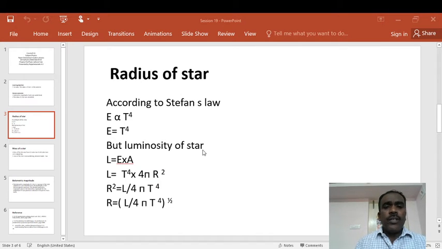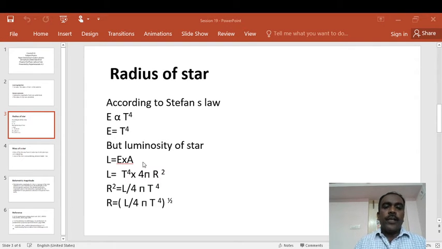Thus, with the measured luminosity and temperature, and knowing the Stefan constant, whose value is 5.6 into 10 raised to minus 8, R can be expressed in terms of the Earth radius of 6371 kilometer. So substitute these values. Approximately, the radius of the star is equal to 695700 kilometer.